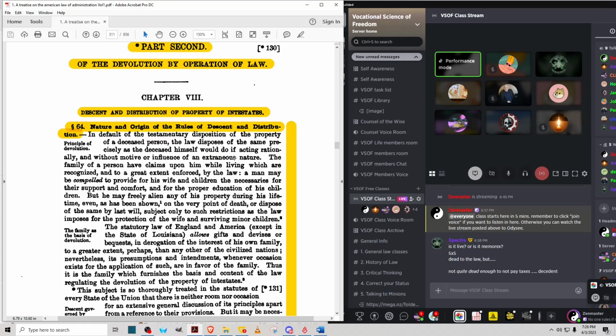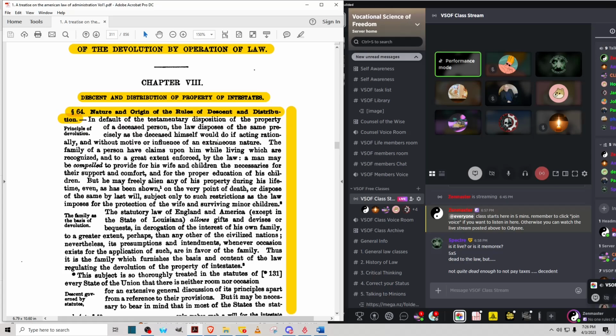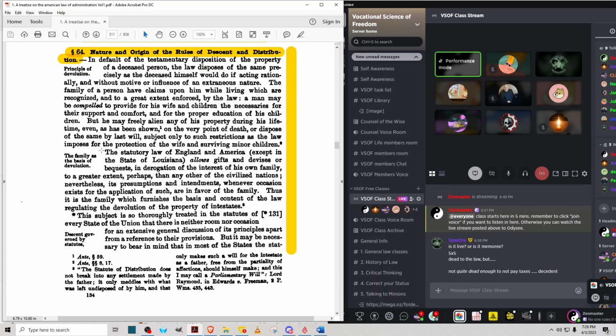So what that's saying is that the wife and the minor children have a protection of a certain percentage of the estate, even if it is not stated in his last will and testament. Okay. So to continue, the statutory law of England and America, except in the statute of Louisiana, because it's a Napoleonic law state, allows gifts and devises or bequests in degradation of the interest of his own family, to a greater extent, perhaps, than any other of the civilized nations.